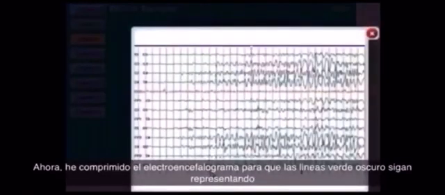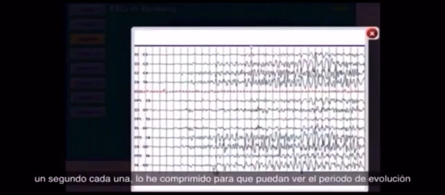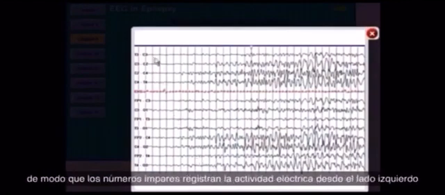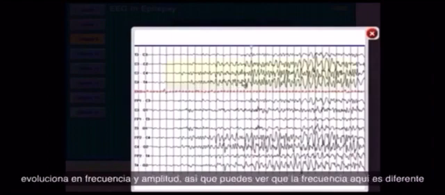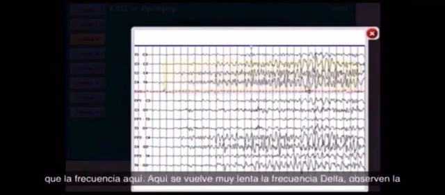Now I have compressed the EEG, so the dark green lines still represent 1 second each. I've compressed it so that you can see the period of evolution. The odd numbers here record electrical activity from the left side and the even numbers from the right side. What you see here is a frequency that evolves in frequency and amplitude. So you see the frequency here is different than the frequency here.